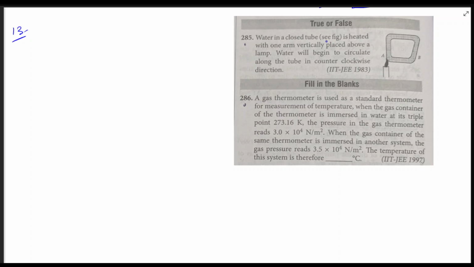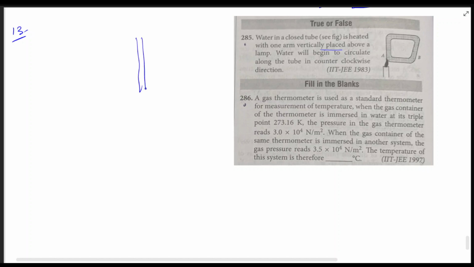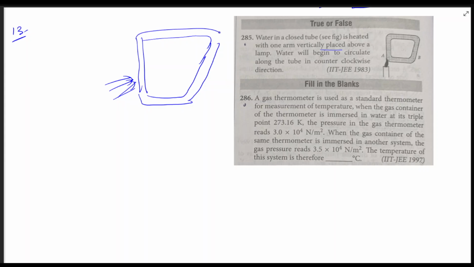Water in a closed tube is heated with one arm vertically placed above the lamp. So this is the vertical arm and it is heated. If we are heating it like this, the particles will go up. This process is called convection. So they will be moving like this, in a clockwise direction. The statement says water will begin to circulate along the tube in counter-clockwise direction. So this is wrong, false.